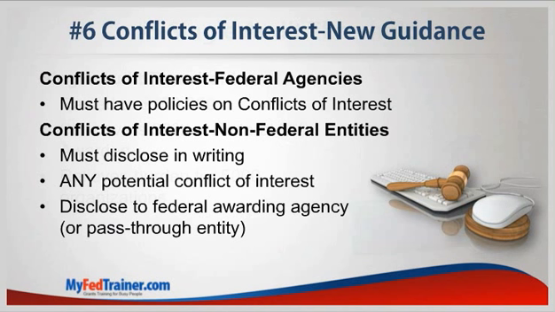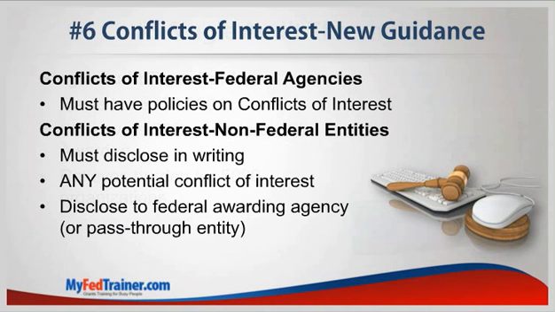The sixth area I want to highlight is having to do with conflicts of interest. Now, it came as a bit of a surprise to me that some federal agencies didn't have policies on conflicts of interest. But as part of the new OMB Super Circular, they have stated that all federal agencies must have policies on conflicts of interest. So that was good. I was surprised, like I said, that they didn't have them.